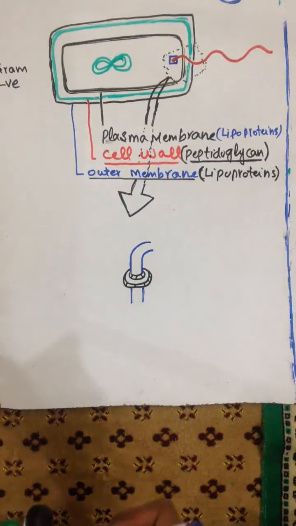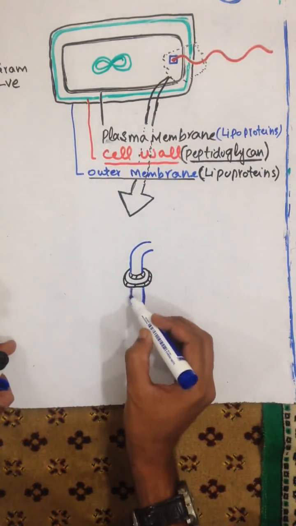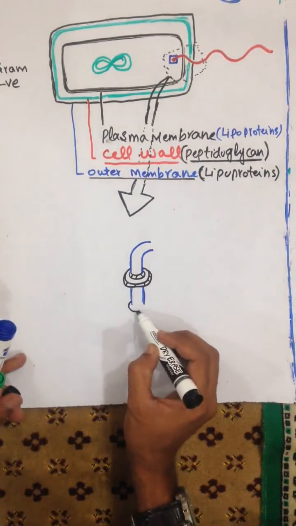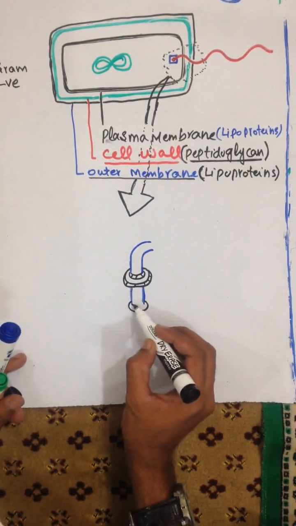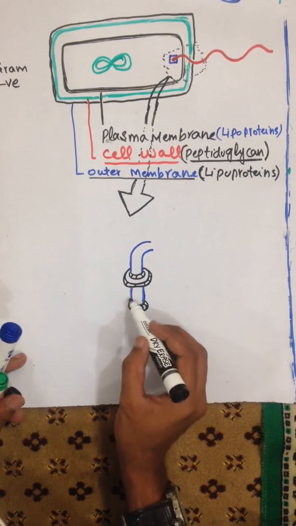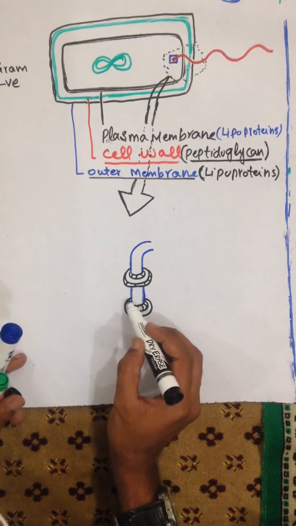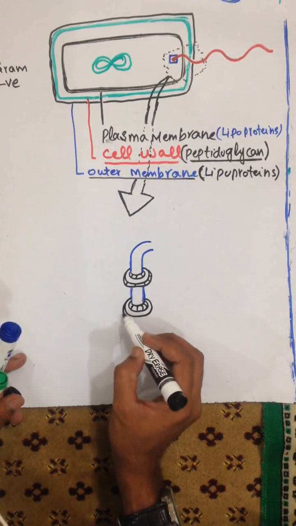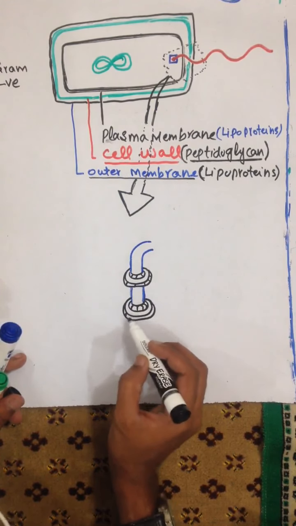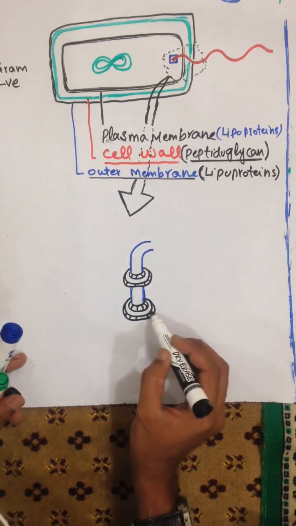So the hook will extend down and make a rod. After this there will be another ring, there will be another ring. I told you that the basal body is composed of more than 20 types of protein. So all the structures which I'm going to draw are composed of different types of proteins.